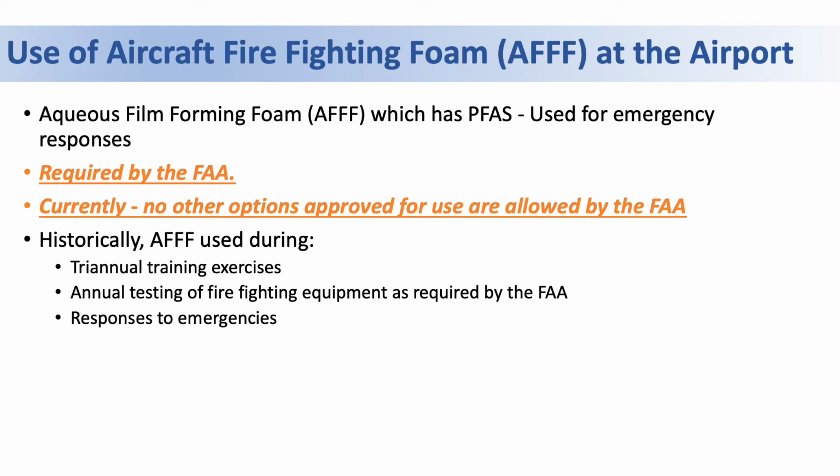Let's look at aqueous film-forming foam, also known as AFFF. AFFF, which has PFAS, is used at airports for emergency responses. It is a substance that is required by the FAA, and currently no other options approved for use at airports are allowed. Historically, AFFF is used during triennial training exercises, annual testing of the firefighting equipment as required by the FAA, and during responses to emergencies.